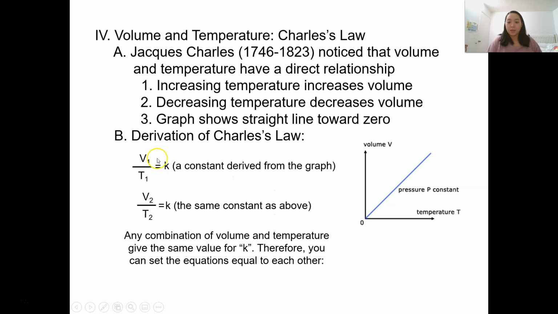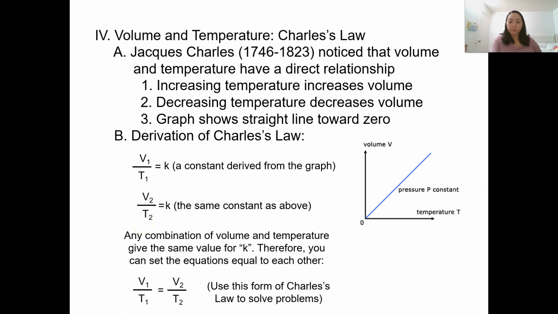So then since V1 over T1 is equal to K, and V2 over T2 is equal to K, you can set V1 over T1 equal to V2 over T2 because they are both equal to K. And this is actually what we get at the end. This is what we call Charles' law. And this equation we are going to use to solve some of the problems.